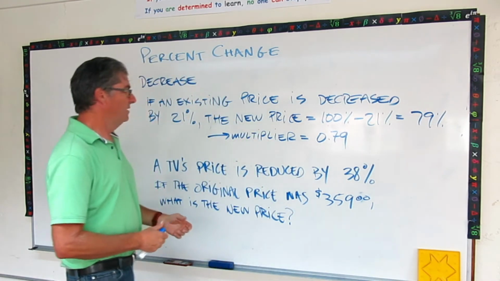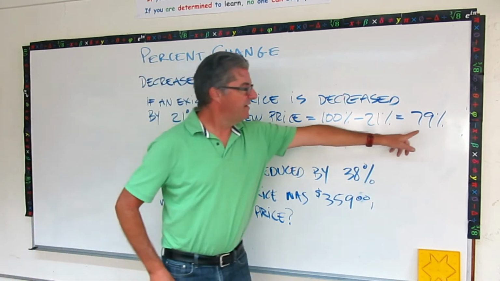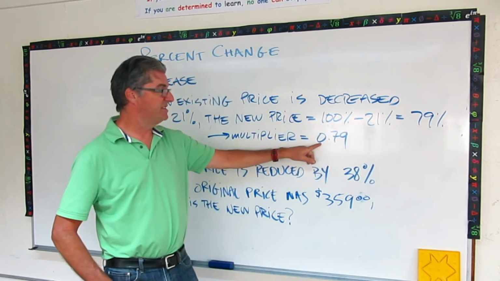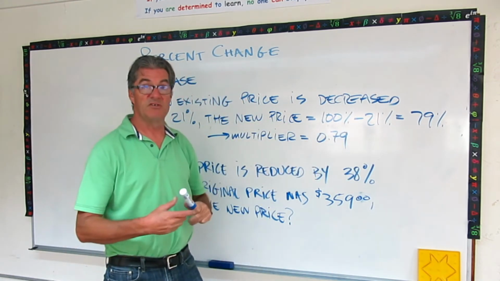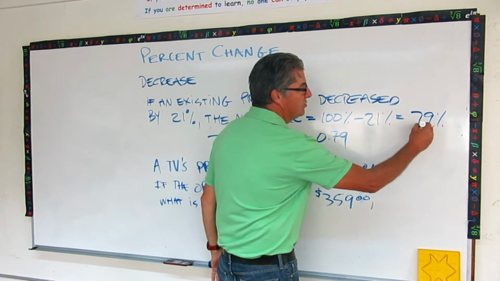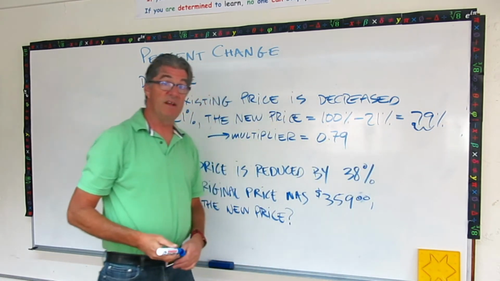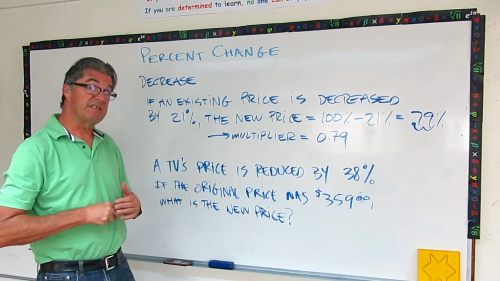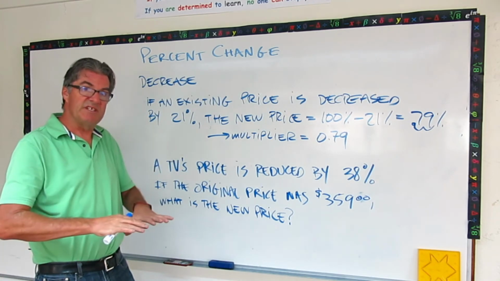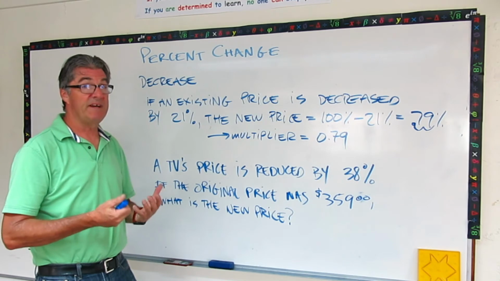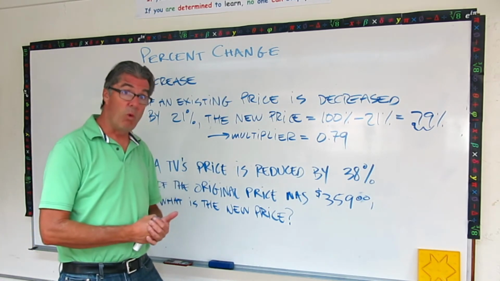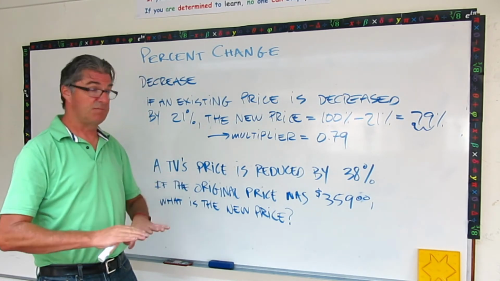Okay, let's take a look at how that would work. With 79%, the multiplier is 0.79, because we're moving that decimal two places over, so the entire number is to the right of the decimal. And this makes sense, because if we're decreasing a price, we have to multiply it by some number that's less than 1 for the price to get smaller.